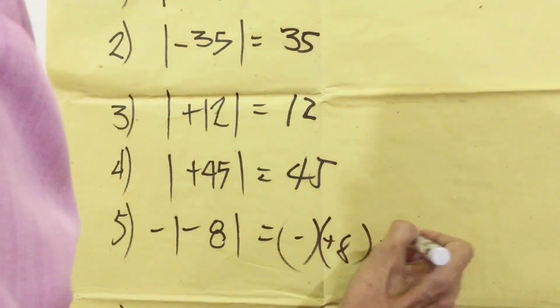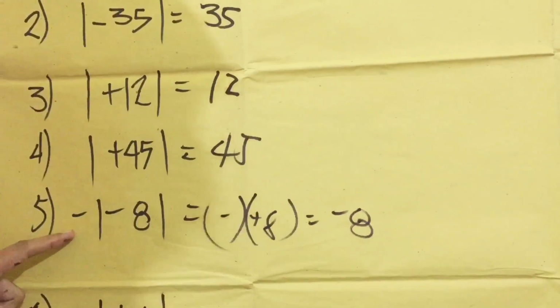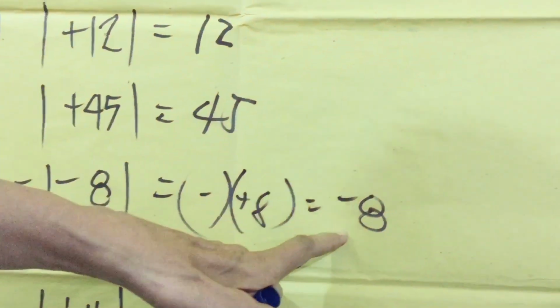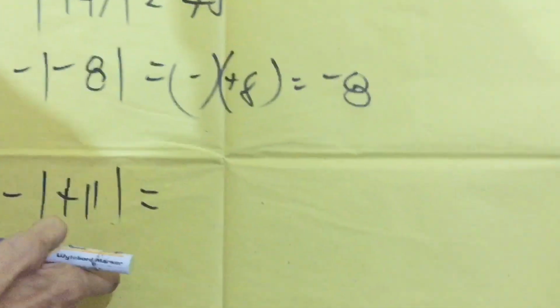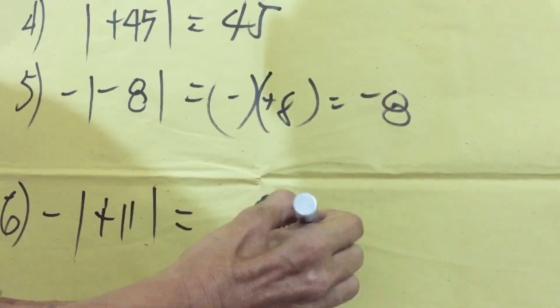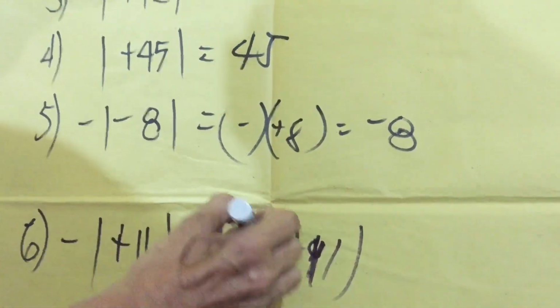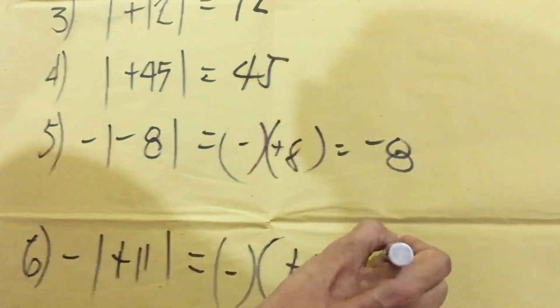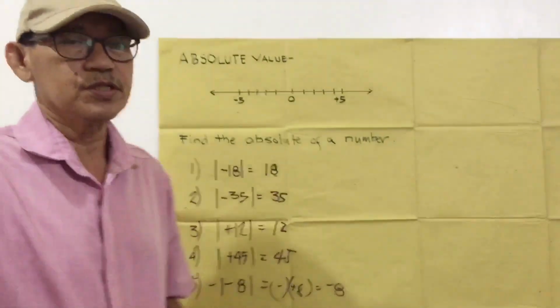times negative equals -8. Pag mayroon ditong negative, nagiging negative ang ating final answer for the absolute value. So, sa loob, positive 11, the absolute value is positive 11 times the negative sign equals -11. Okay guys, that's the end of our computation.